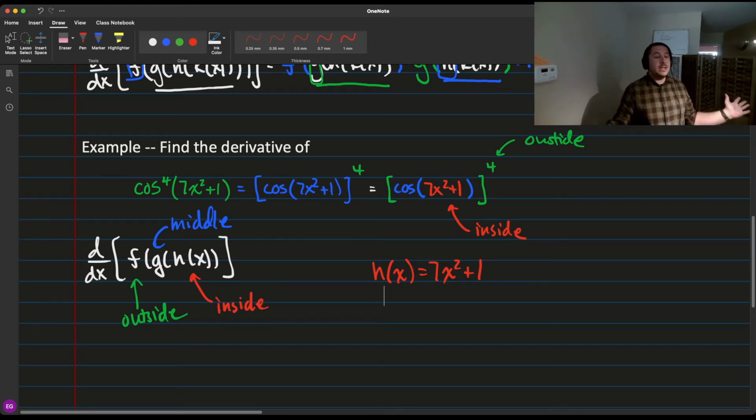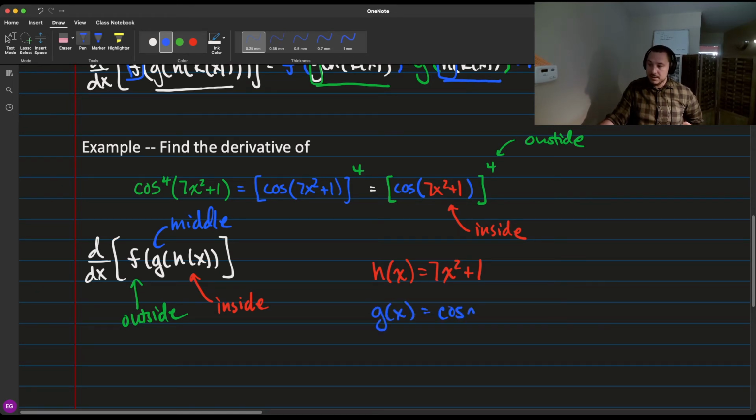We haven't taken any derivatives yet. I'm just identifying what the three functions are. My inside function is 7x squared plus 1. Then what does that go to? My middle function, g, which is cosine. And then what's the last thing that happens to anything? That's the f of x. Everything gets raised to the fourth, so you get x to the fourth. So I want to verify that f of g of h actually is cosine to the fourth of 7x squared plus 1.